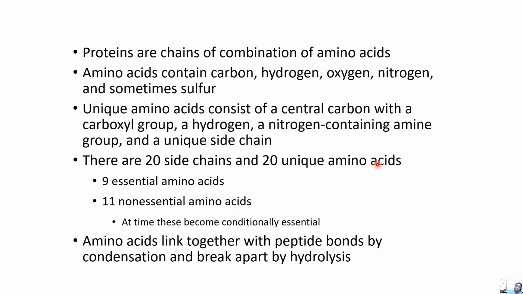Now, proteins are chains of combinations of amino acids. Amino acids contain carbon, hydrogen, oxygen, nitrogen, and sometimes sulfur. And unique amino acids will consist of a central carbon with a carboxyl group, a hydrogen, a nitrogen containing amine group, and a unique side chain. So there are 20 side chains and 20 unique amino acids. Okay, and amino acids link together with the peptide bonds by condensation and break apart by hydrolysis.